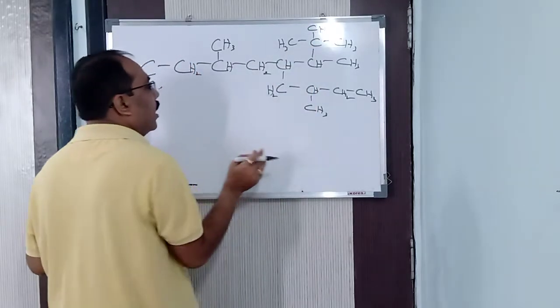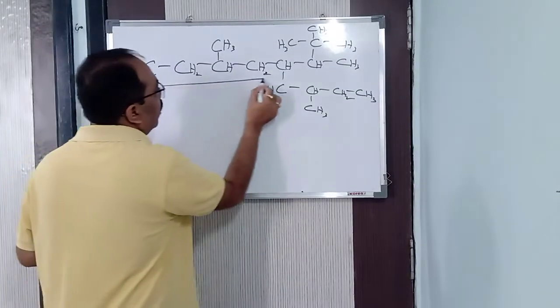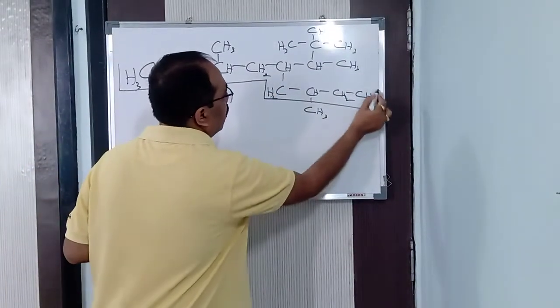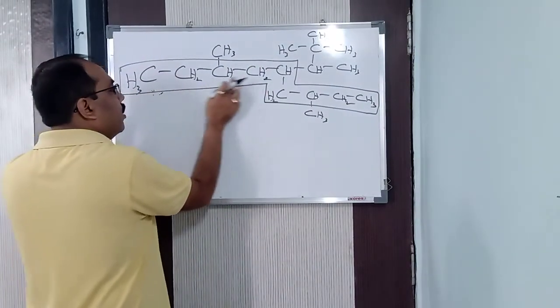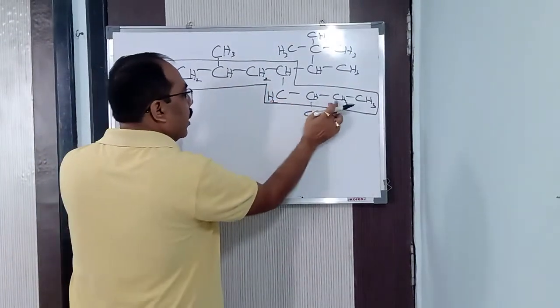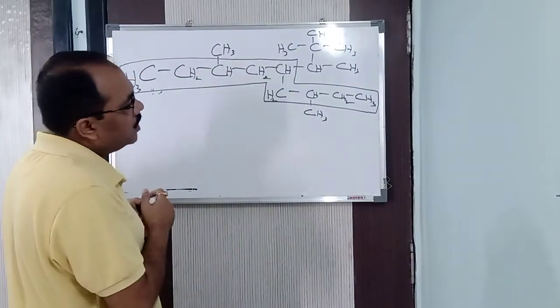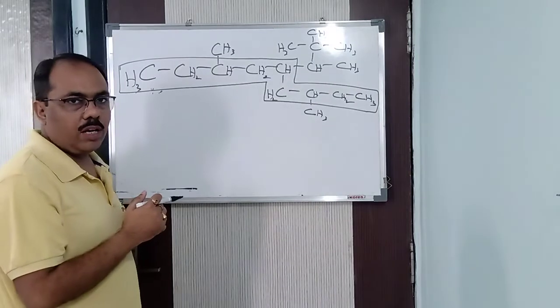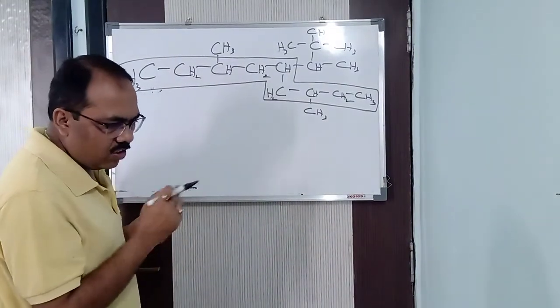So which is the longest chain we got? We got this as the longest chain. Count it: 1, 2, 3, 4, 5, 6, 7, 8, 9 carbon atoms. This is the longest chain I got, because the others are either 8 or 7. So first see what I am doing: I am finding out the longest chain. Now I am writing the IUPAC name. Last class I gave you an example.